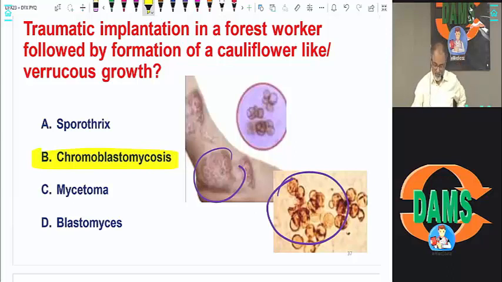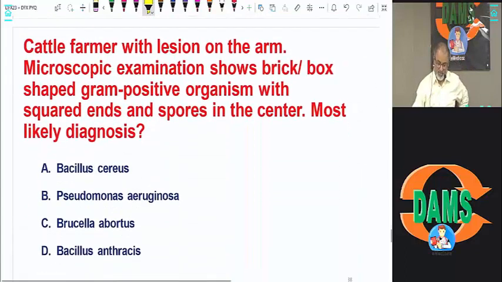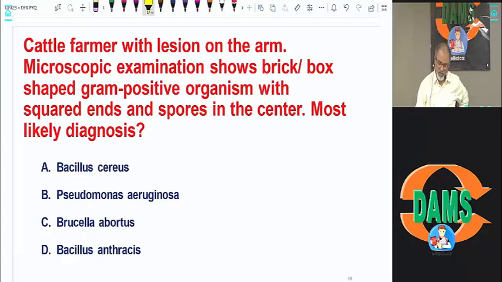Okay, next is a cattle farmer with lesion in the arm. Microscopy shows brick or box shaped gram positive organism. Boxcar appearance. Okay, what is it? It is boxcar appearance, gram positive bacteria, Bacillus anthracis. If you are good in the subject, nobody can shake you.